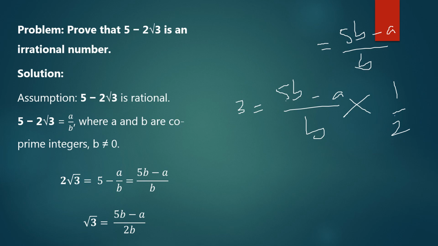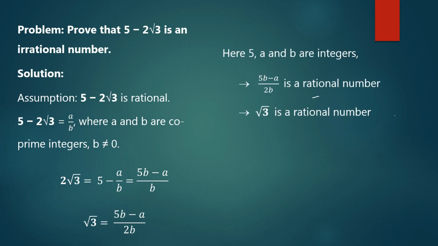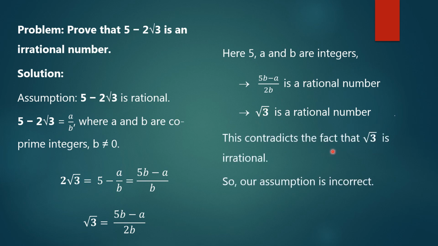Now here 5, a, b and 2 are all integers. We can conclude the right side, 5b minus a by 2b, is a rational number. So root 3 is rational. This contradicts the fact that root 3 is irrational. We know already that root 3 is irrational, so our assumption is incorrect. What is our assumption? 5 minus 2 root 3 is rational. That is incorrect. That means 5 minus 2 root 3 is an irrational number.